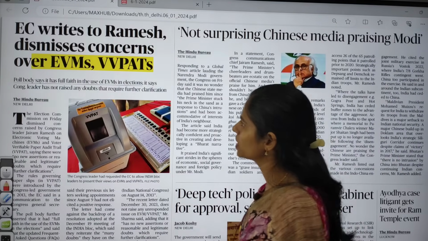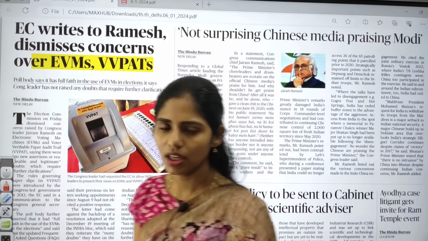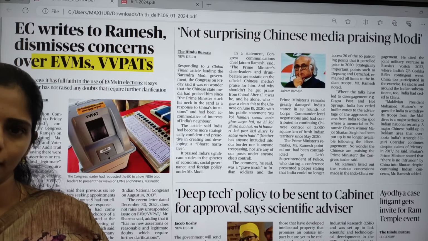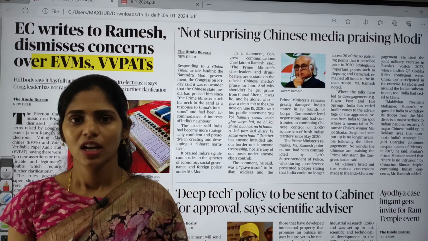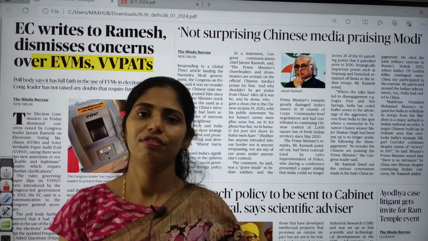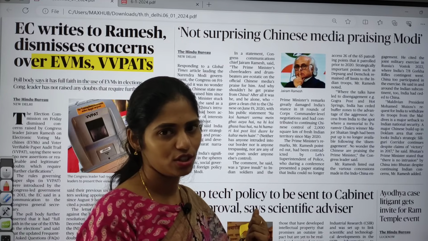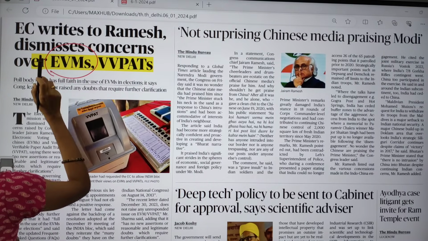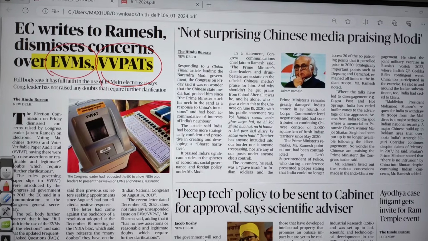On this news page, you can see an article regarding reforms in elections. Whenever you see any article regarding the Election Commission of India, elections, reforms, etc., that will be very important for UPSC. Why? Because elections is one of the favorite topics of UPSC, so you can expect questions from this topic for sure. Here this article is talking about EVMs, electronic voting machines, and VVPATs, that is voter verifiable paper audit trail.